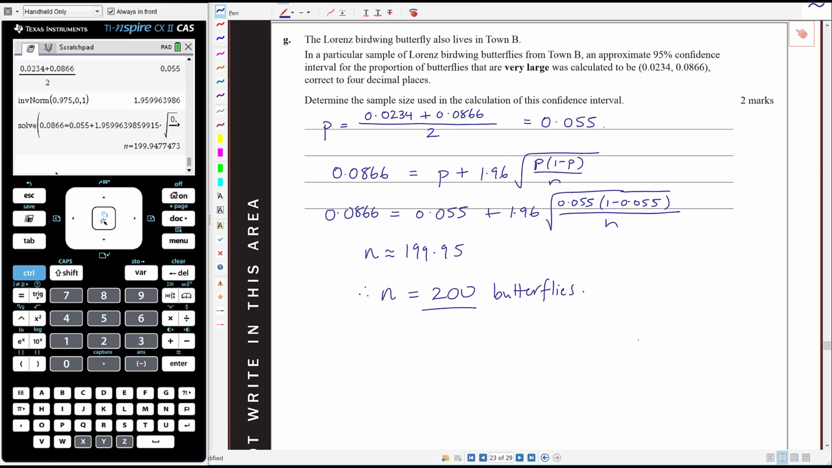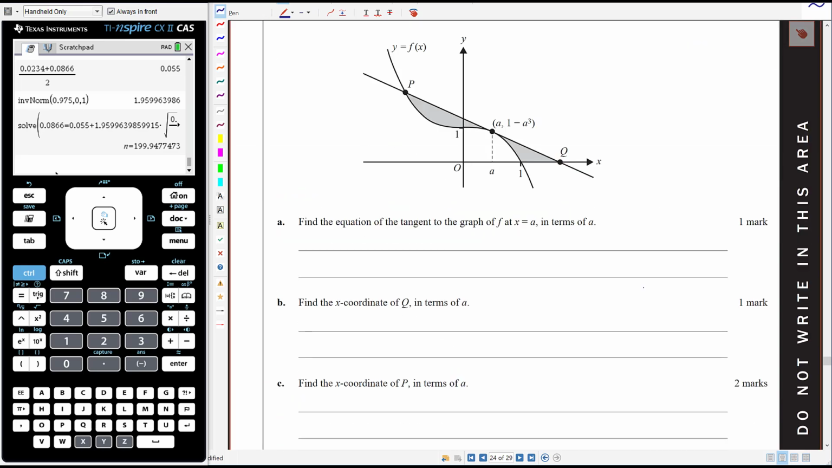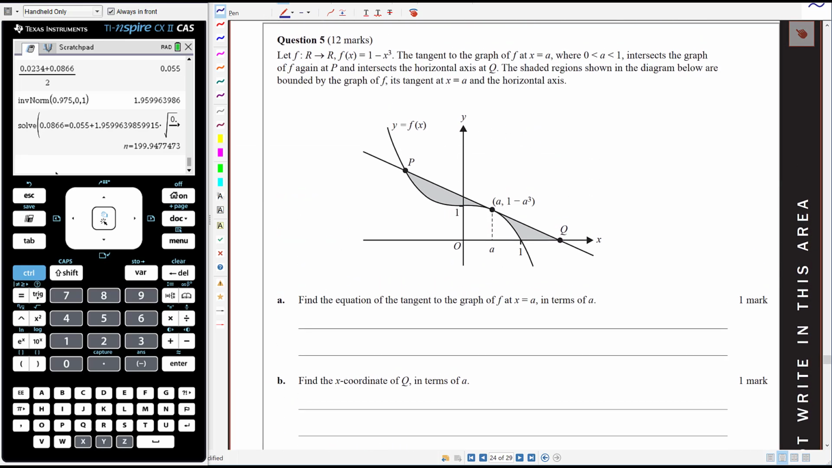Okay, so that was not relevant to those of you doing the exam in 2020. Okay, let's have a look at question 5.